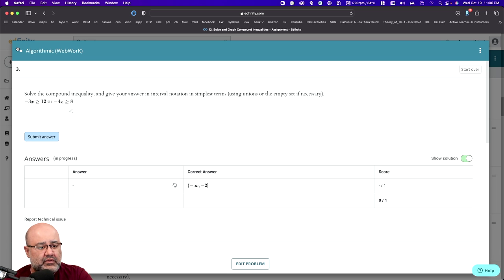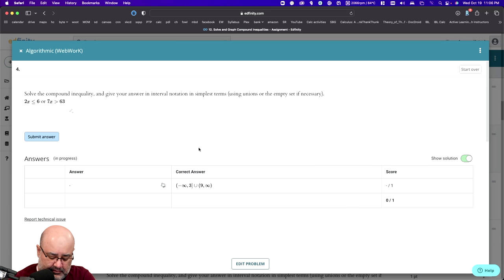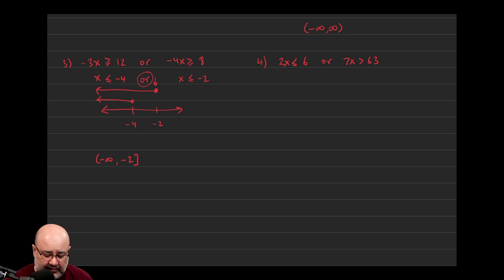That's the solution for number 3. For number 4, we have 2x is less than or equal to 6, or 7x is greater than 63. So here we divide both sides by 2. I don't have to change the inequality because I'm dividing by a positive. Here I would get x is greater than 9. Again, I'm dividing by a positive number, so I don't have to change the direction of the inequality.